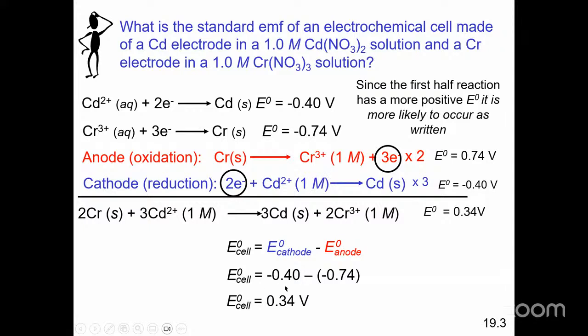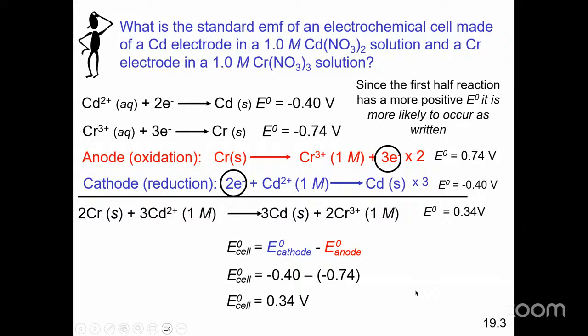So it's minus 0.40 minus minus 0.74, and that gives you the same answer, which would be 0.34 volts. So you can actually do the calculation that way. But personally speaking, I prefer this way because it shows you step by step how you arrive at your final answer. All right? Okay, any questions about this one?